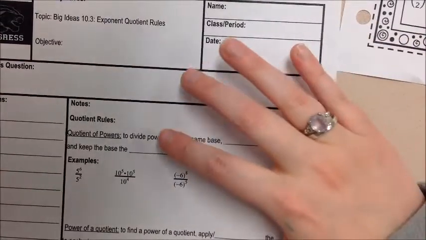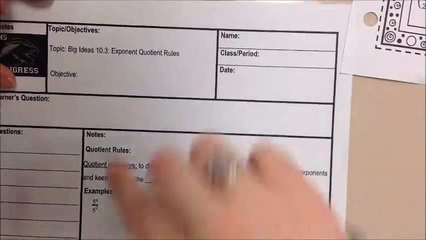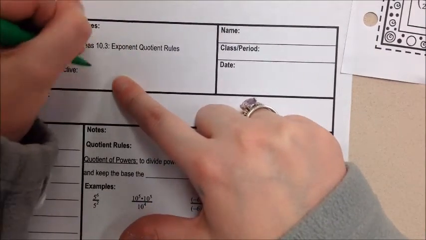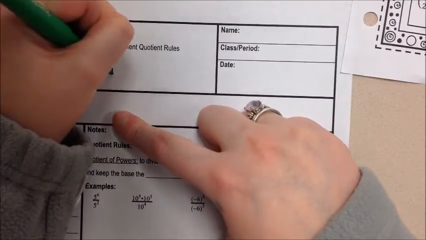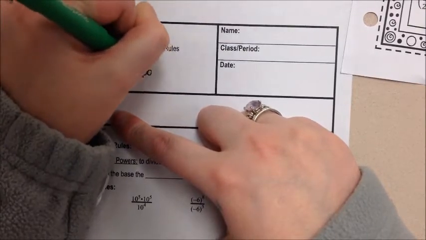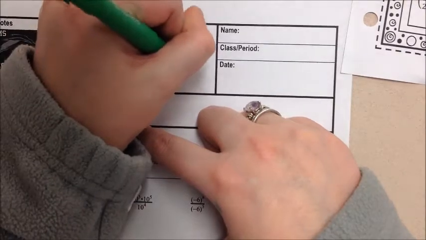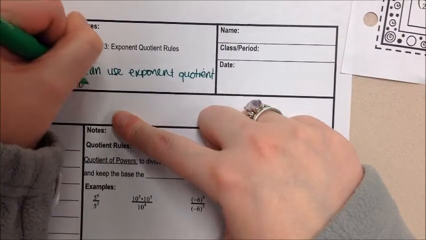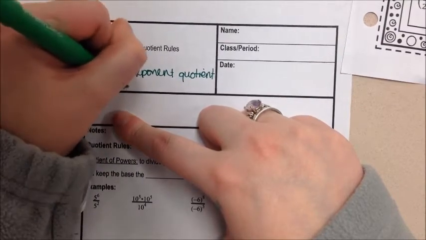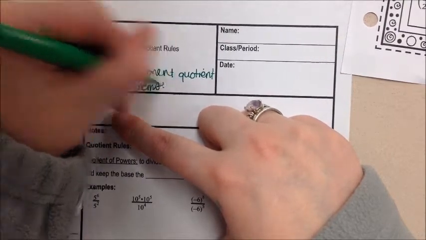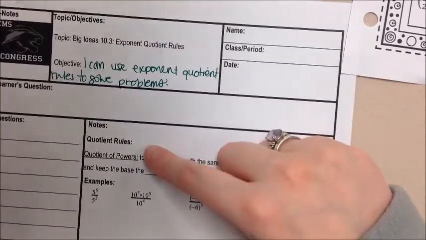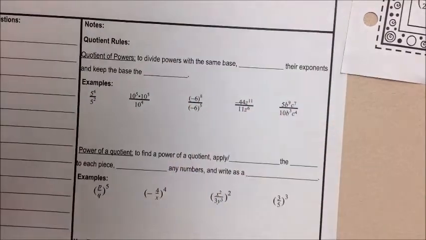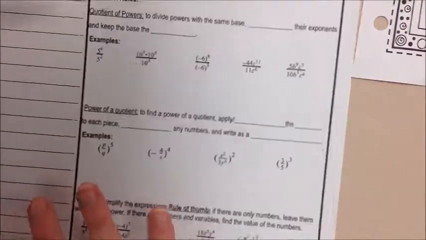Okay, so in 10.2 we did exponent product rules. So now in 10.3 we're going to do exponent quotient rules. So our objective is I can use exponent quotient rules to solve problems. So the only difference between yesterday's learning goal and today's learning goal is we're doing quotients instead of products.